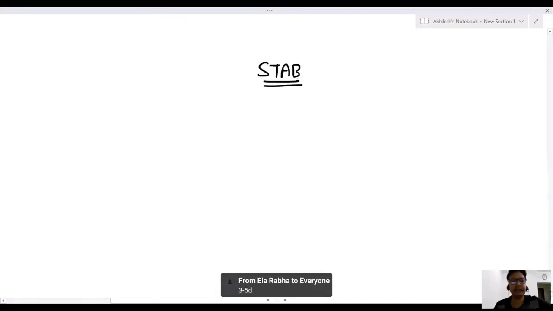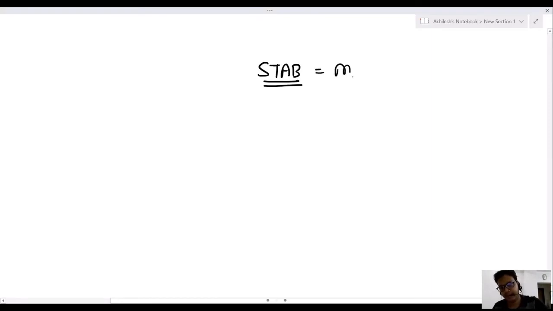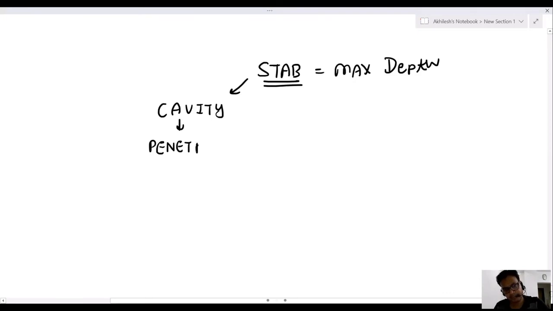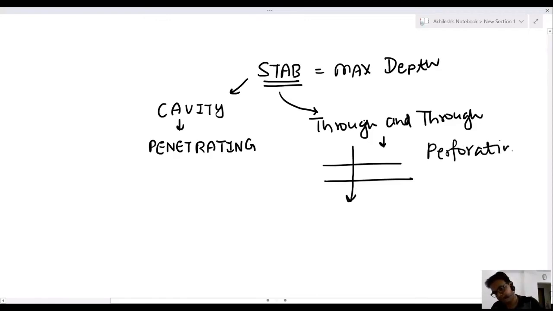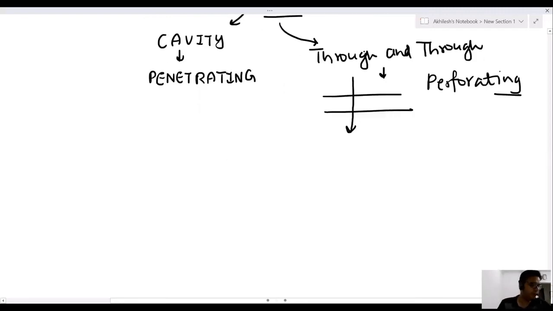As I told you, the maximum dimension is depth, perpendicular to the skin surface. If the stab goes into a cavity, it is known as a penetrating wound. If the stab is through and through, going in from one direction and coming out from another, this is known as perforating.